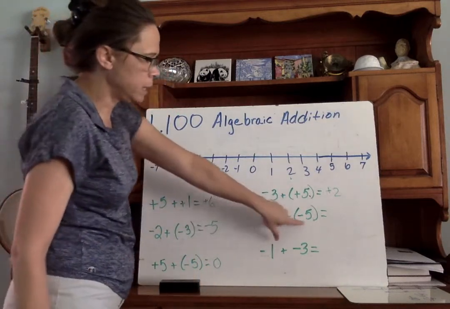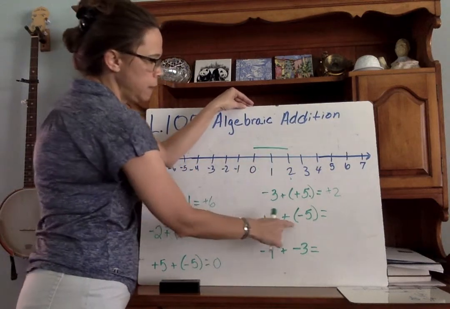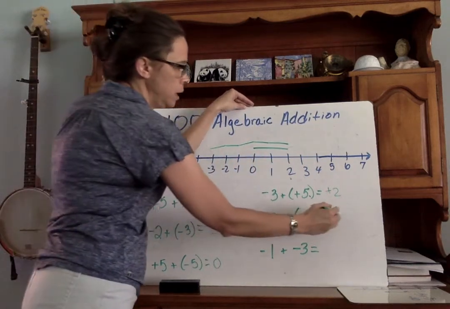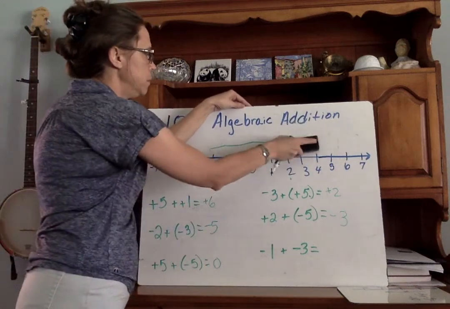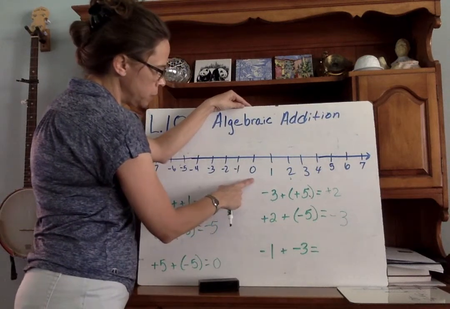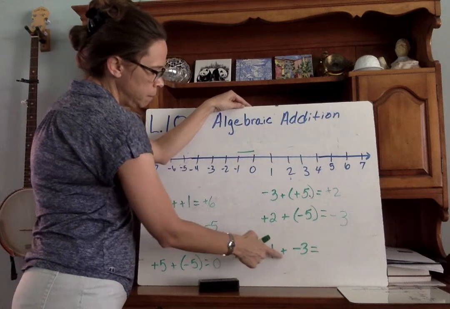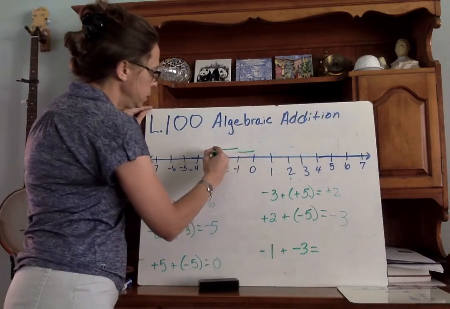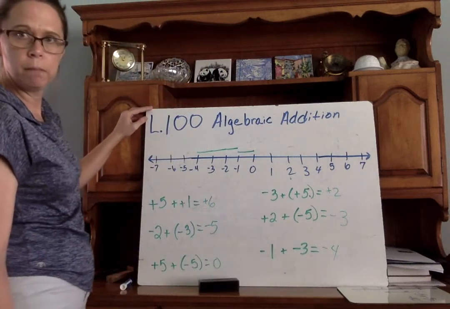Positive 2 plus a negative 5. Okay, start at 0, go 2 in the positive direction, 1, 2, and then 5 in the negative direction. 1, 2, 3, 4, 5. That takes me to negative 3. Okay? One more. Negative 1 plus a negative 3. Okay, start at 0, go to negative 1, so I go 1 in the negative direction, there, plus a negative 3. So I need to go 3 more in the negative direction, right? 1, 2, 3. So that takes me to negative 4. Okay?